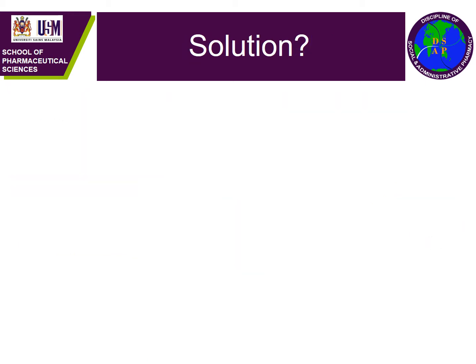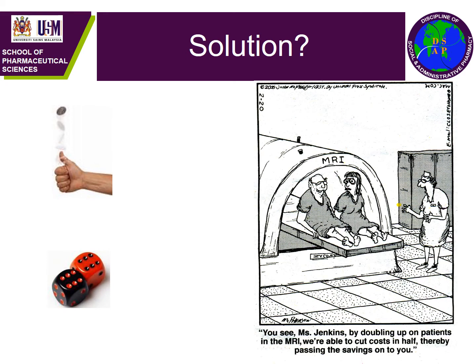How do we actually help decision makers to make these decisions? Leave it to fate, toss a coin, leave it to the dice, or maybe like what this cartoon is trying to tell us, sharing. Here they are telling Miss Jenkins that she is sharing the MRI scanning service with another patient to cut the cost by half. So regardless of these methods, many decision makers want to try to rationalize the choice that they make.